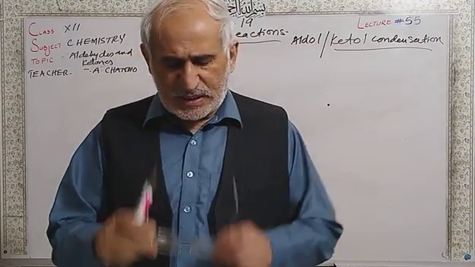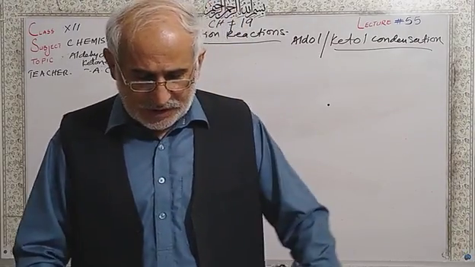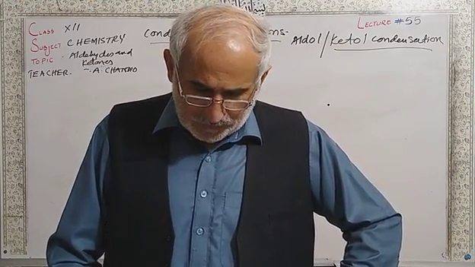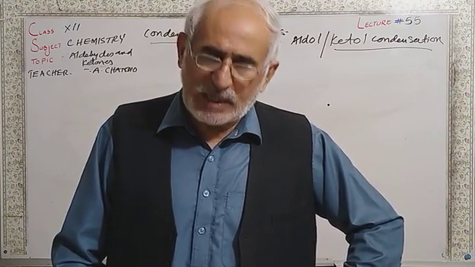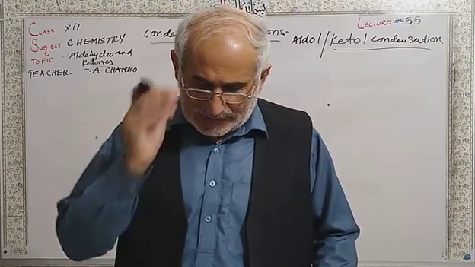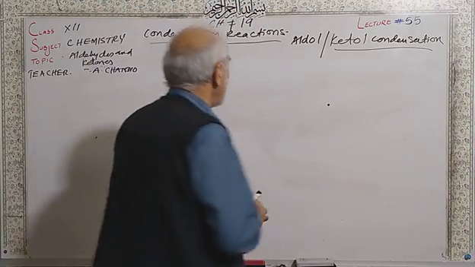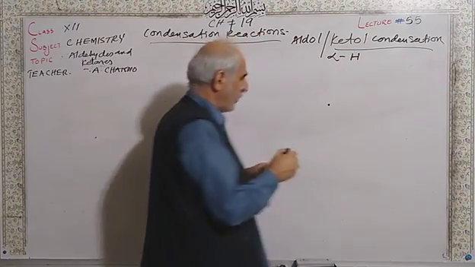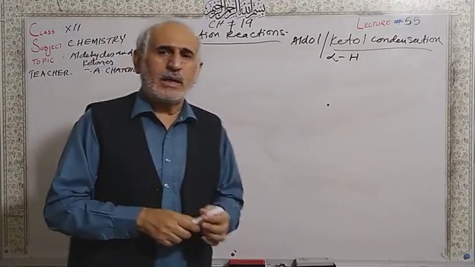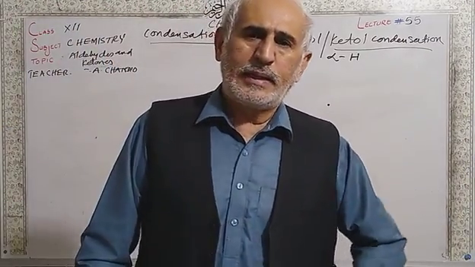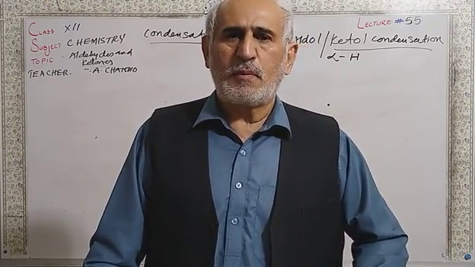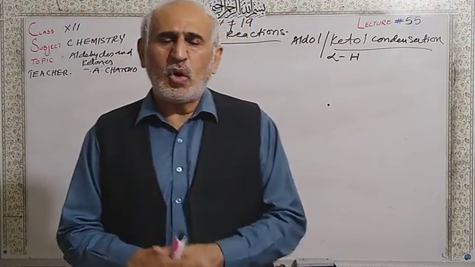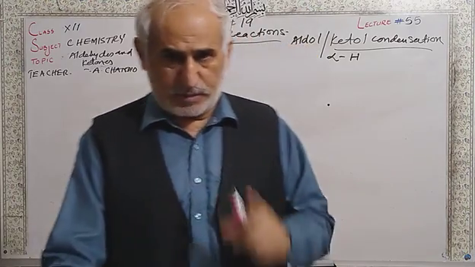So in the aldol condensation, I told you, the reaction in which two molecules of same or different aldehydes, same or different carbonyl groups, and there is one very important thing. There must be alpha hydrogen in the carbonyl group, aldehyde or ketone, both. There must be alpha hydrogen. If there is no alpha hydrogen, there will be no condensation. Remember this one.